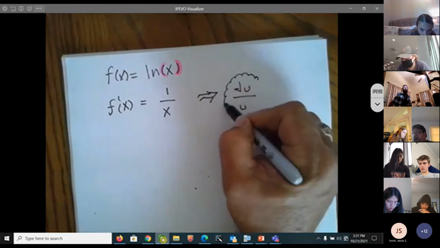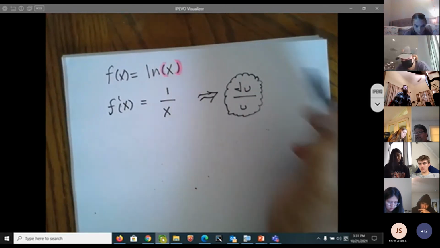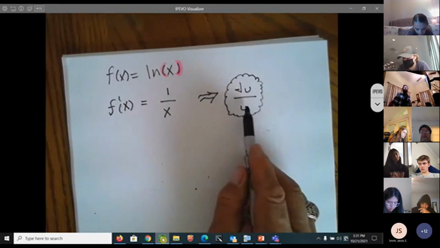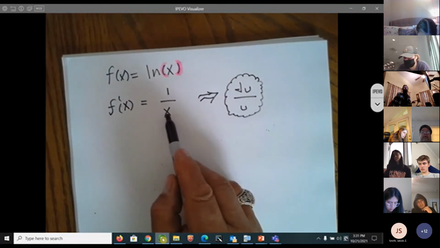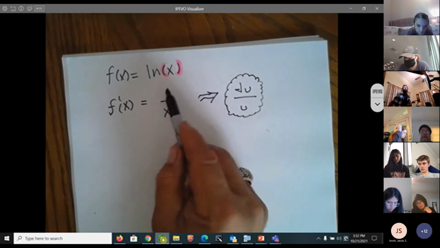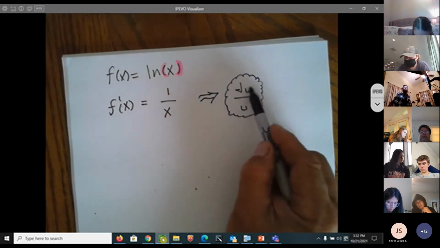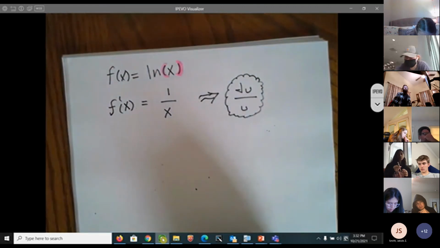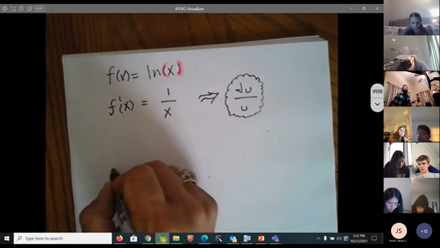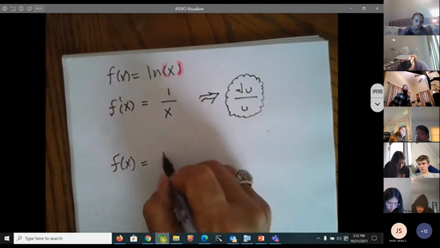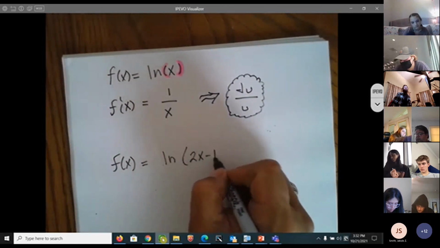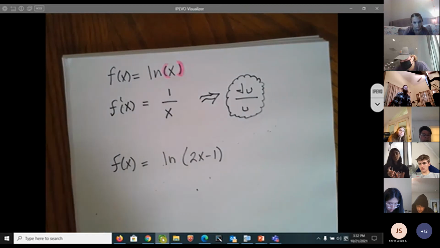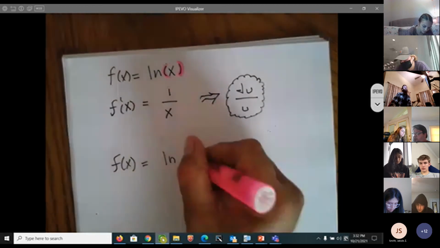Whenever you're dealing with a natural log derivative, it's always going to be du over u. What's the derivative of x? 1. So you put the 1 over the x, the derivative over the term. So somebody tell me, what if f of x is equal to the natural log of 2x minus 1? Somebody tell me what the derivative of the natural log of 2x minus 1 is.